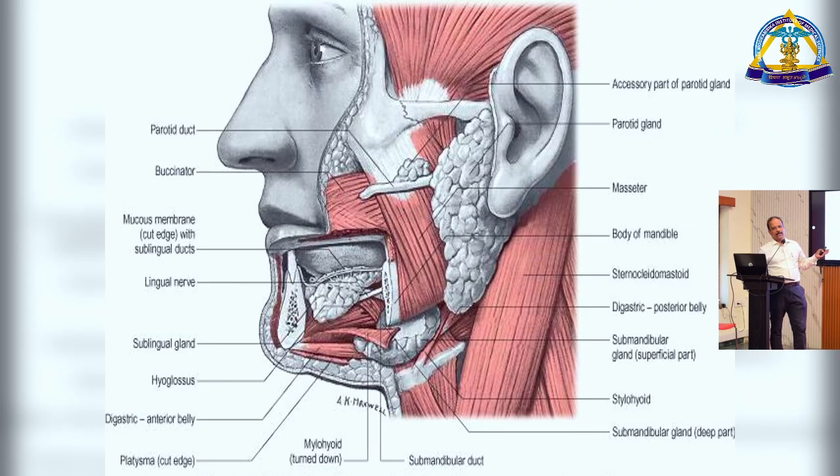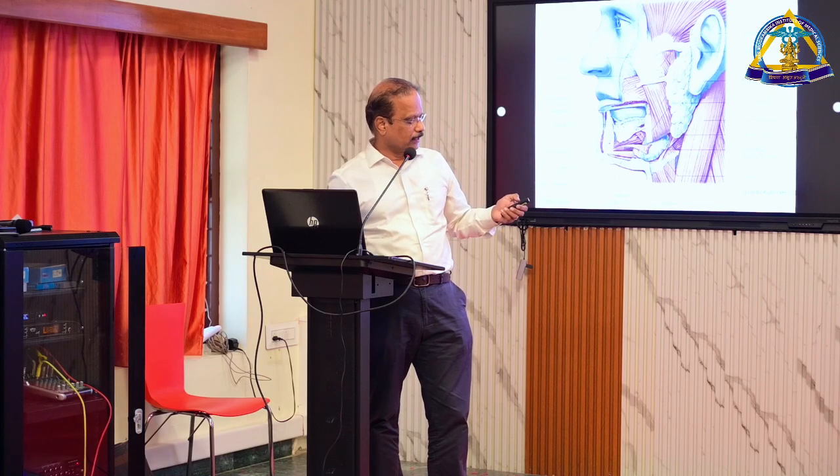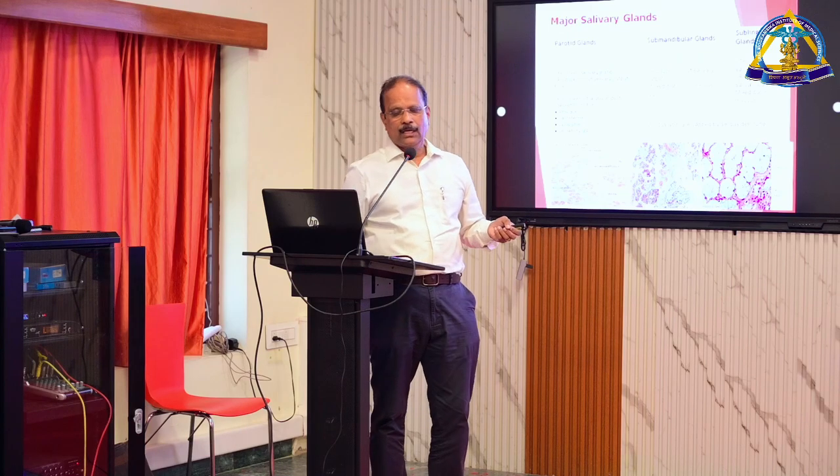This is a diagram which can tell. I am not able to use a pointer because of the LED projection. In the parotid region, you have a huge gland, the parotid, then the parotid duct, and you have the sublingual gland and submandibular gland. Which muscle is relevant to the parotid? Masseter. Which muscle is relevant to the submandibular? Mylohyoid. Fantastic. So these two muscles are relevant. I will go further into each of those.